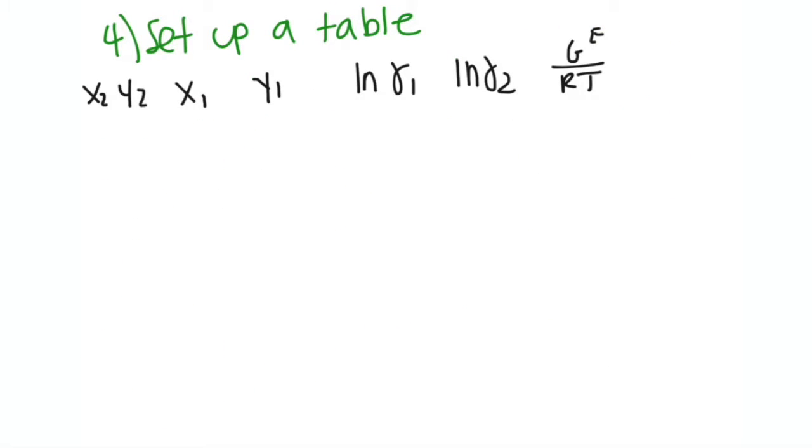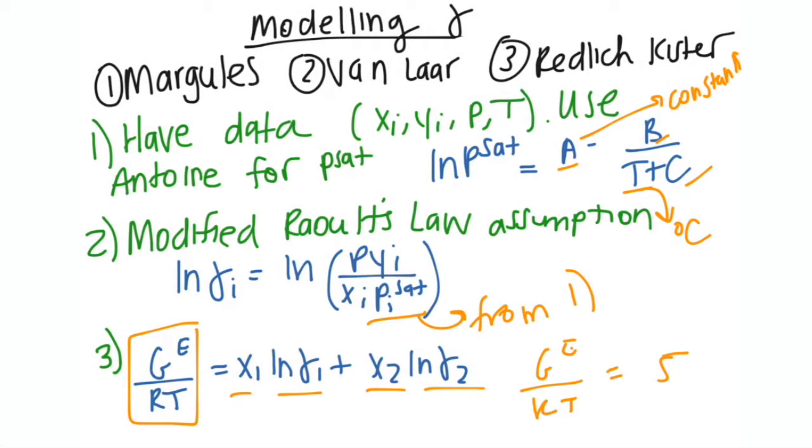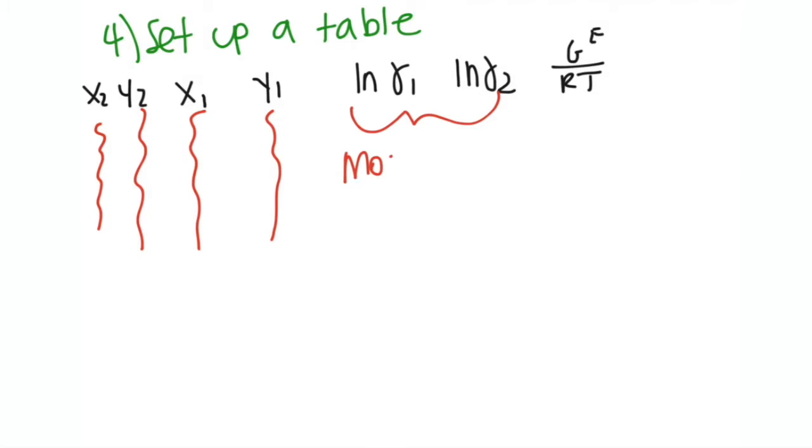So yeah, then number 4, this probably should have been one of the first steps that you're doing, but it's to set up a table. So typically what it's going to look like is that you are going to have this information. So you're going to have your x2. You're going to have your y2. Maybe you won't have x1, y1. So you're going to start filling these in, okay? So this is easy. You just do 1 minus your x2, and then for your y, 1 minus y2. Okay, really, really straightforward. Then, like I said, you're going to find your ln gamma 1 and your ln gamma 2, which was step number 2 right here, modified Raoult's law. So you're going to do this equation. So these here are going to be modified Raoult's law. I think that was my step number 2, if I'm correct.